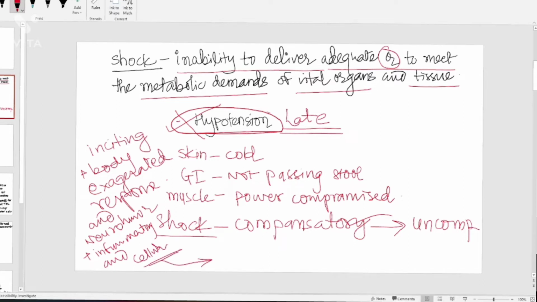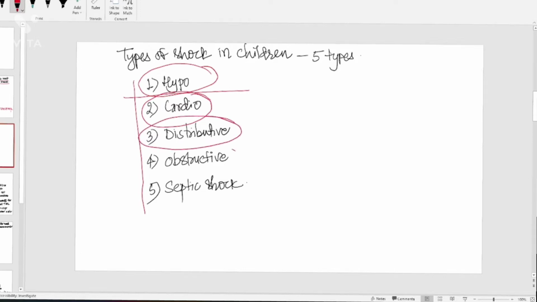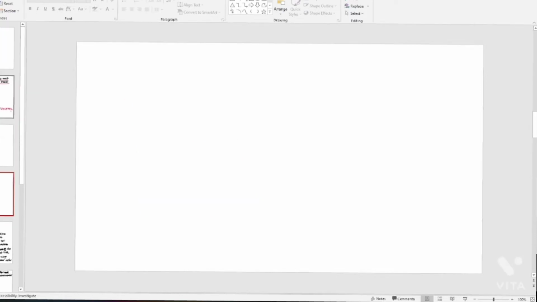Then we go to the next slide. What are the types of shock in children? There are 5 types of shock. First one is hypovolemic shock. Second is cardiogenic shock. Third one is distributive shock. Fourth one is obstructive shock. Fifth one is septic shock. So we'll deal with hypovolemic shock first.